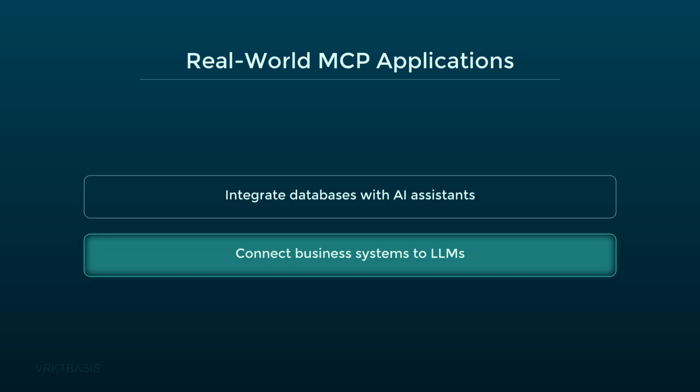Now, connecting business systems to large language models. Think about your ERP or CRM. These systems hold critical data but aren't always easy to query. MCP can bridge that gap, letting an assistant securely pull order status or customer details directly into a conversation. It is about making that deep business knowledge accessible through natural language.